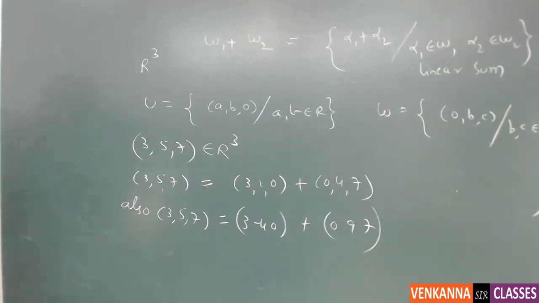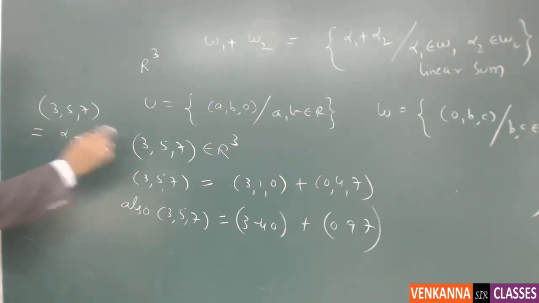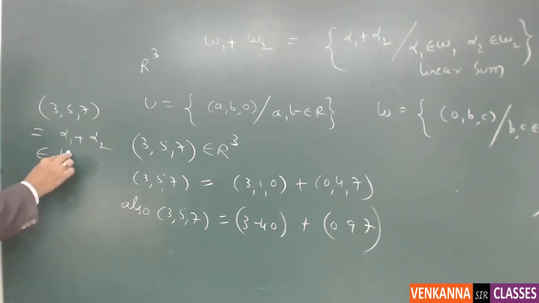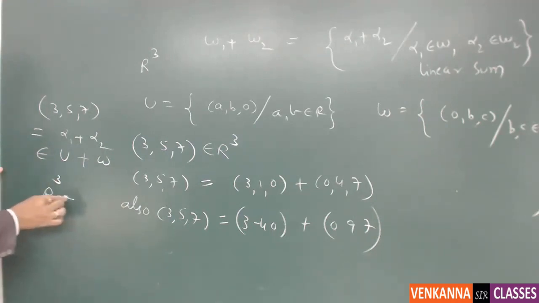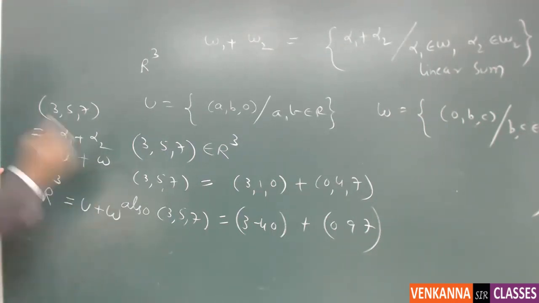So here R cube I have taken as the vector space. Here I consider two subspaces for R cube. One is the xy plane, the other one is the yz plane. So here I have considered a vector in R cube and I have represented this 3, 5, 7 as a sum of two values, where the first value belongs to U and the second value belongs to W. Whenever this case is possible, we say that R cube is the linear sum U plus W.